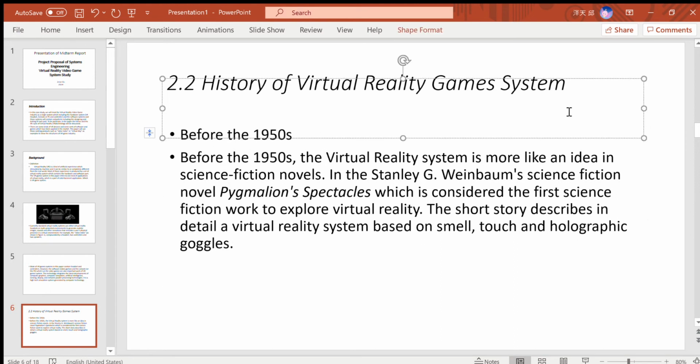Then let's talk about the history of the virtual reality system. Before the 1950s, the virtual reality system was an idea instead of a real thing, seen in science fiction novels. Stanley G. Weinbaum's science fiction novel Pygmalion's Spectacles is considered the first science fiction work to explore virtual reality. This short story describes in detail a virtual reality system based on smell, touch, and goggles.